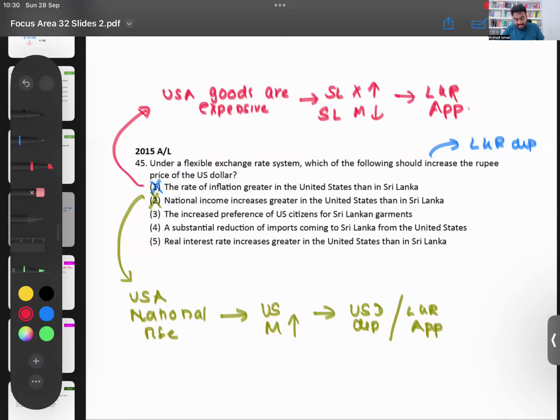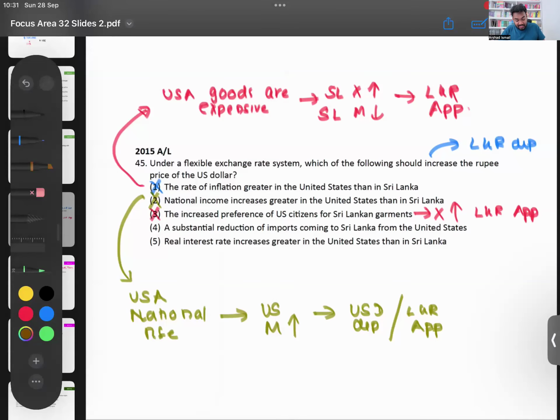Then the third one, increased preference of US citizens for Sri Lankan garments. That's like the first one. So if the US likes to buy our garments, that means our exports are increasing. They will buy a lot. As a result, our Sri Lankan rupee can appreciate again. So not that one either.